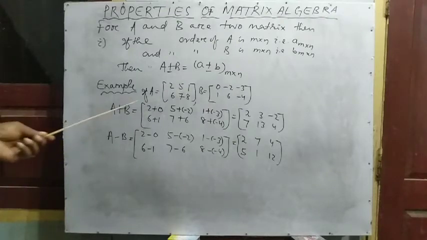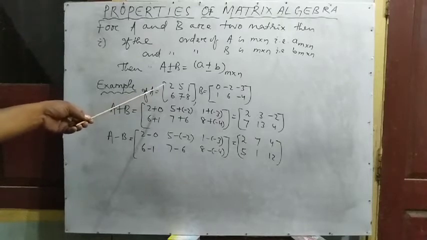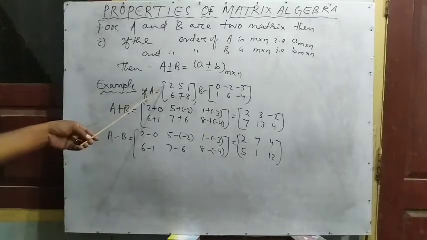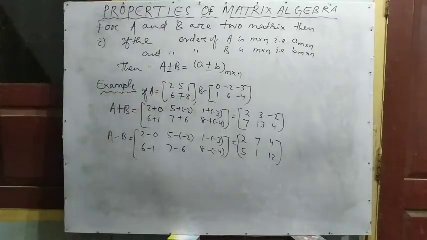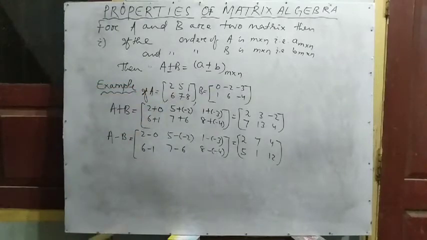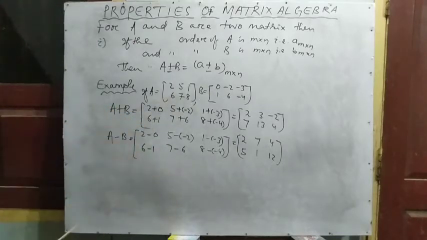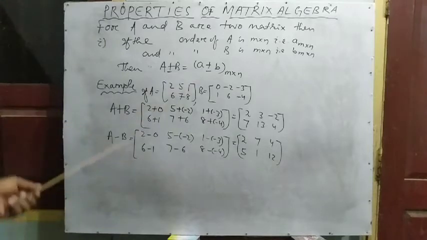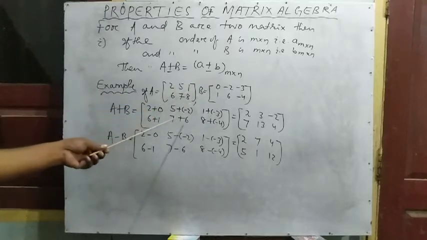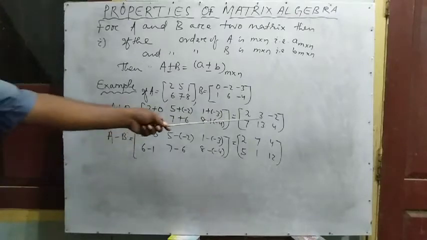So after addition, what value will you get? You get the addition of the two matrices, that means the addition of the corresponding elements. The first element is added with the first element of the other matrix, the second element with the second element of the other matrix. In this way, the third and fourth elements, fifth and sixth elements, all the respective elements are added. So 2 plus 0, 5 plus minus 2, 1 plus minus 3; in this way you add all these numbers, then you get this result.